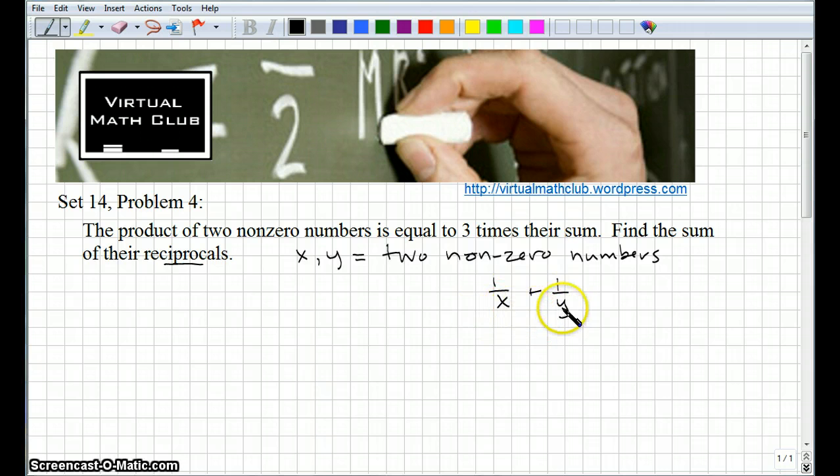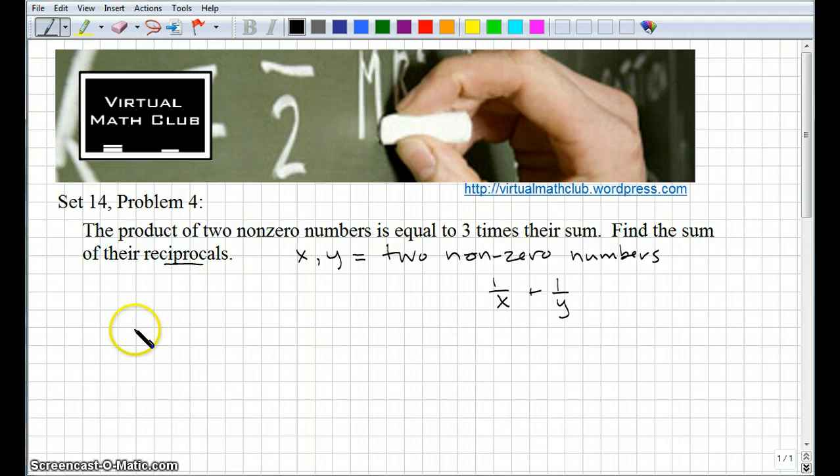So it's a good thing x and y are not 0, otherwise we'd have a problem if we tried to divide by 0. But we're told that they're non-zero numbers. And this is what we're trying to find: 1 over x plus 1 over y, the sum of the reciprocals, given that x and y are the numbers that we're working with. So let's turn this first statement into an equation.